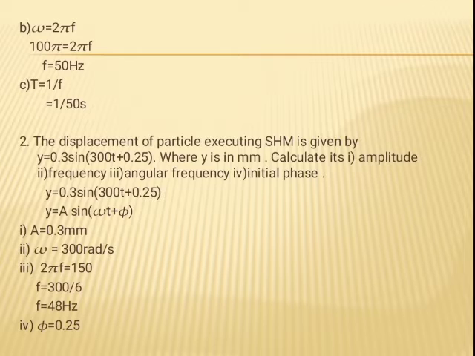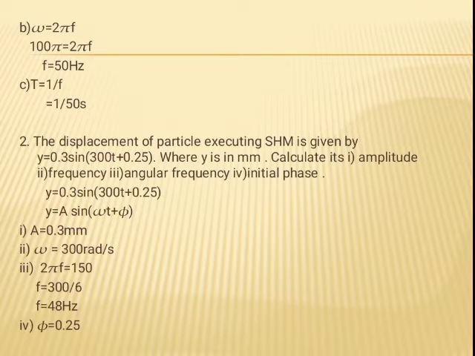So what would you write? 300 divided by 6 you would write here. And what is f after dividing? It is f is equal to 48 hertz. Now the fourth one is phi. You can write it directly. So this is how you calculate your values of amplitude, frequency, angular frequency, initial phase.